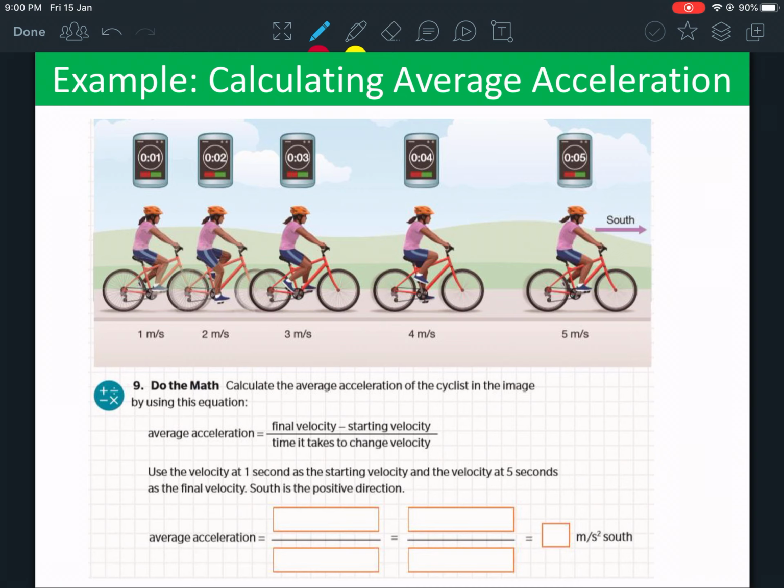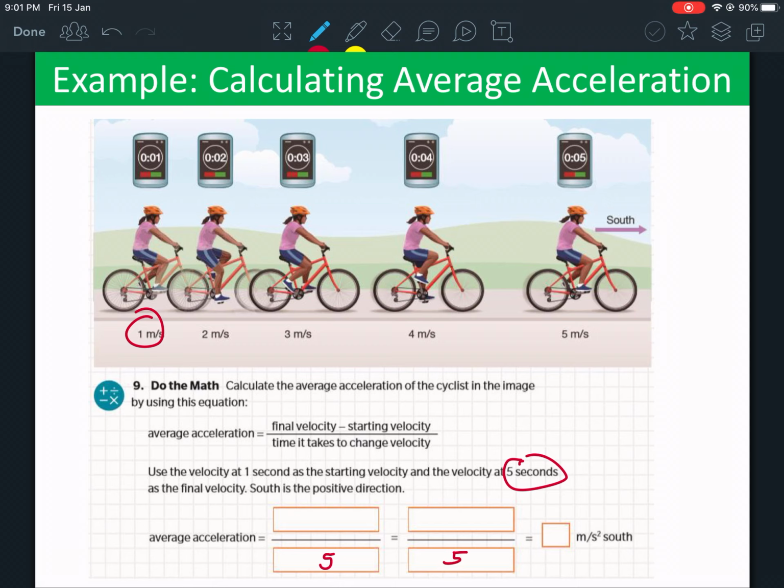They gave you another example here. Use the velocity at 1 second as the starting velocity, and the velocity at 5 seconds as the final velocity. First of all, you have the time here: 1 second, 2 seconds, 3 seconds, 4 seconds, and 5 seconds. They want the velocity at 5 seconds, so we put the time down here as 5.